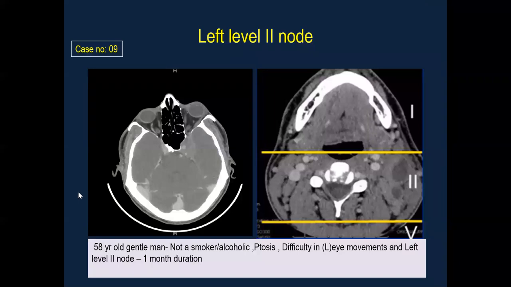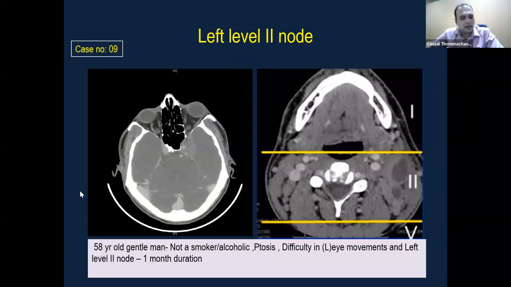Another clinical scenario is a 58-year-old gentleman, not a smoker or alcoholic. The patient presents with ptosis and difficulty with left eye movements. And the patient had level 2 lymphadenopathy. So whenever you have ptosis, eye movement difficulty and level 2 lymphadenopathy, this is a picture suggestive of an advanced carcinoma nasopharynx. And when we evaluate, the patient had proptosis. Can you see that this patient is having a proptosis?